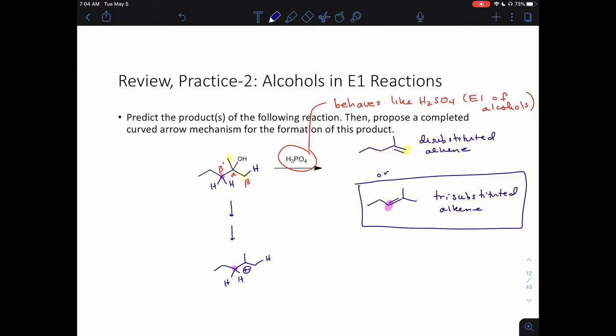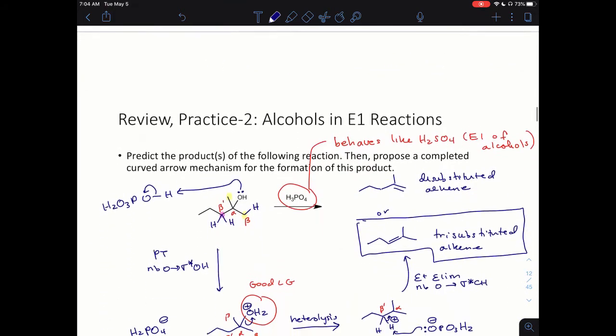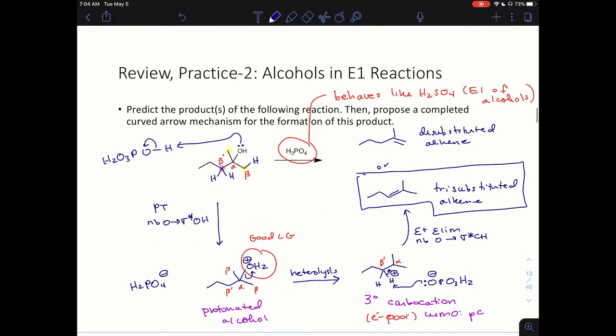But let's go ahead and draw out the mechanism. So you can pause and try. And it's going to look like this. So it's the same deal, right? Our first step, we have an acid, we protonate something. We'll protonate the hydroxyl to turn it into a good leaving group.